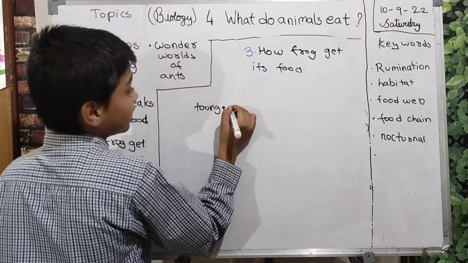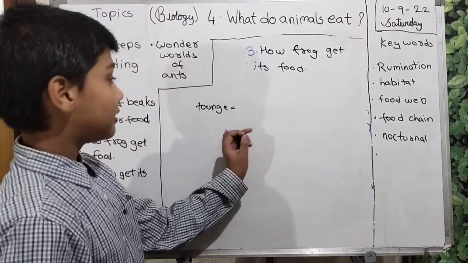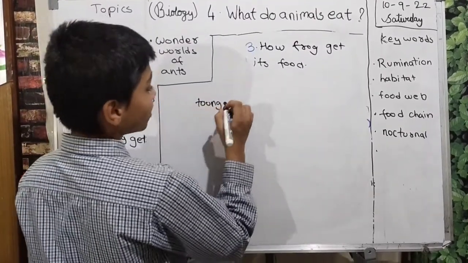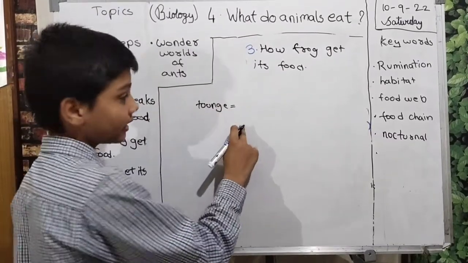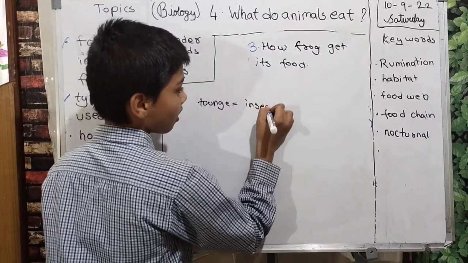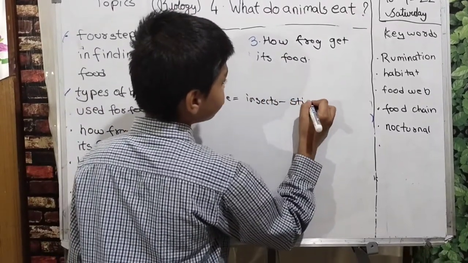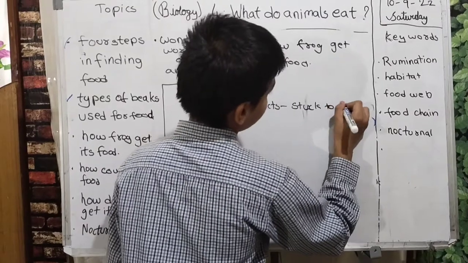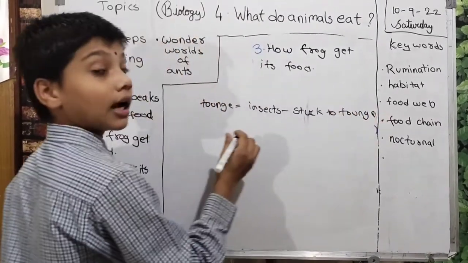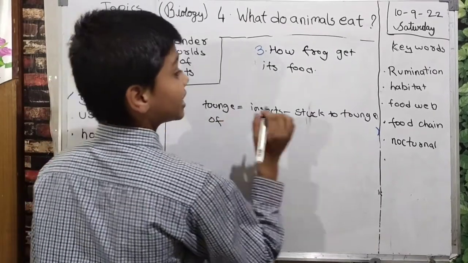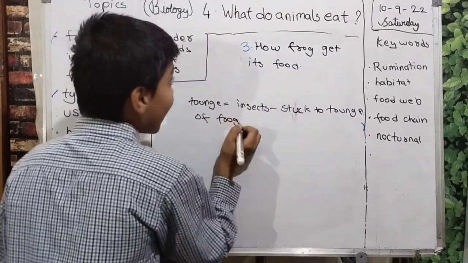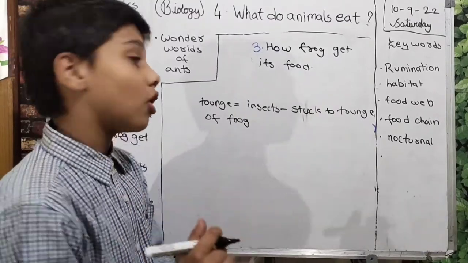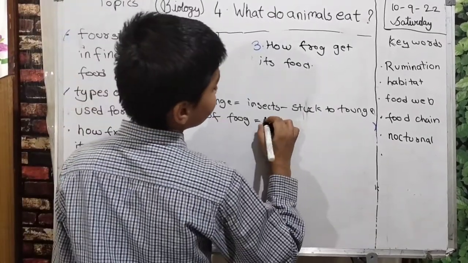First it throws the tongue. The insect will be stuck to the tongue. So when the frog throws its tongue, the insect gets stuck to the tongue of the frog, and the frog does not chew the insect. It will directly swallow the insect, and next it gets swallowed.